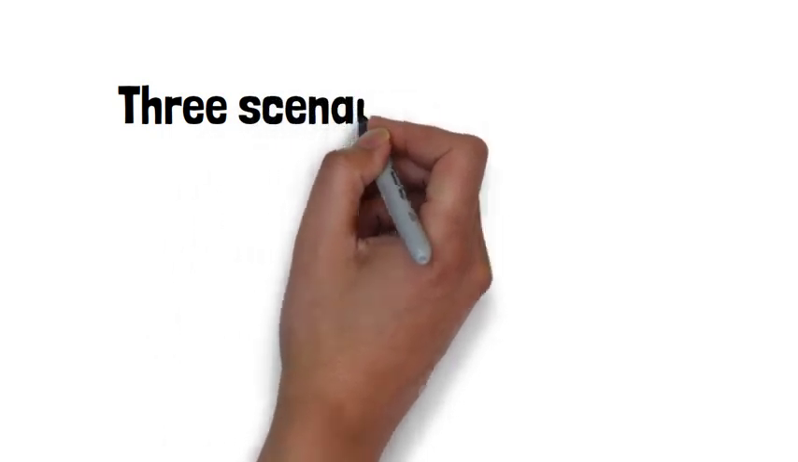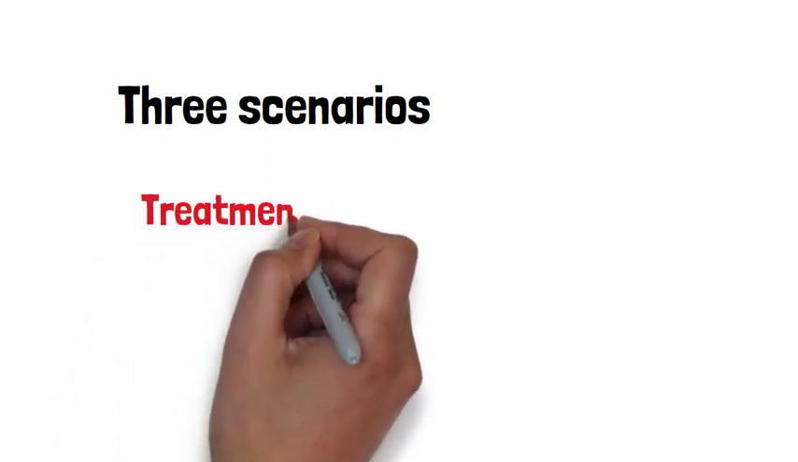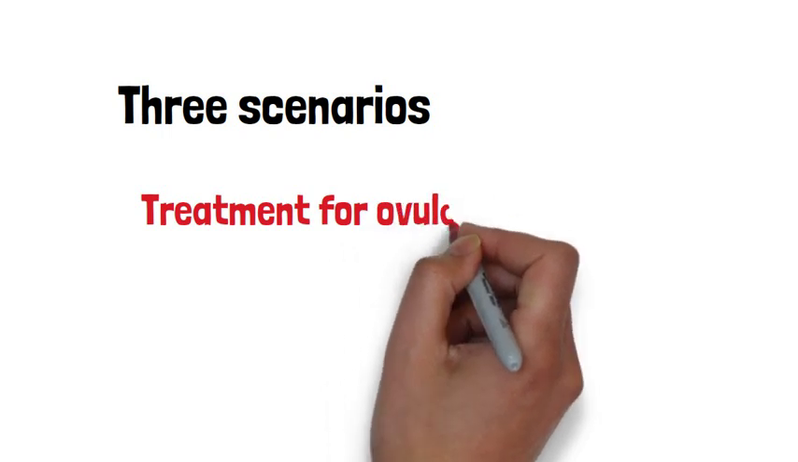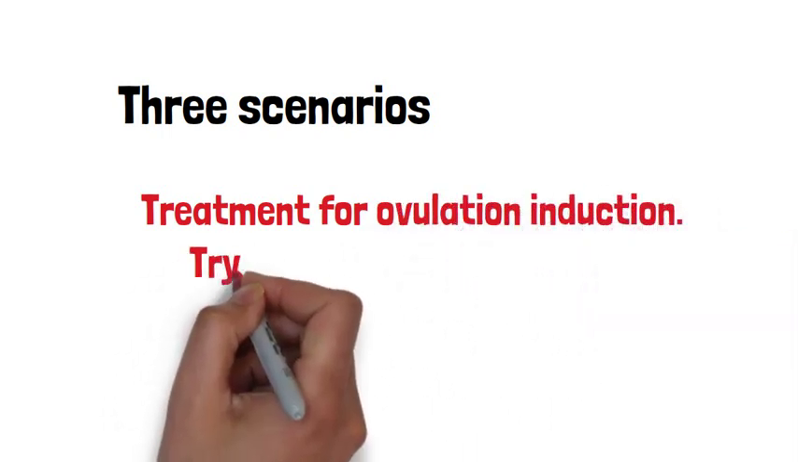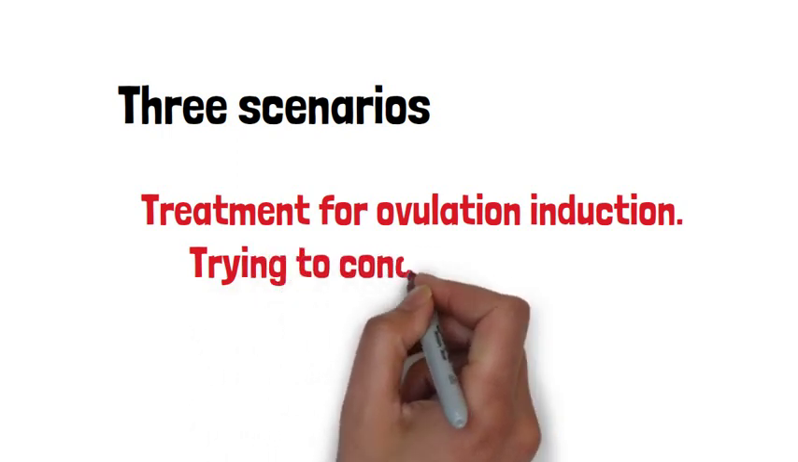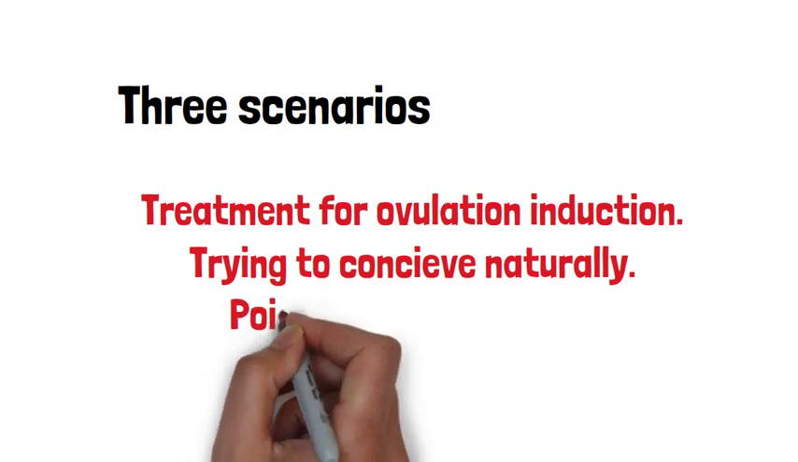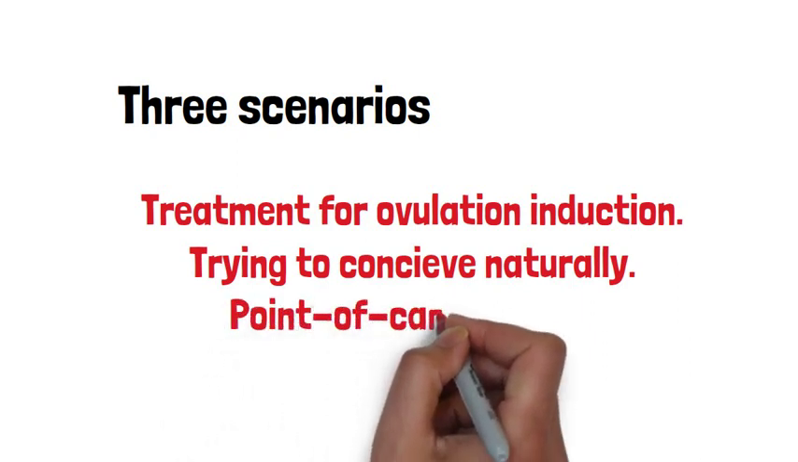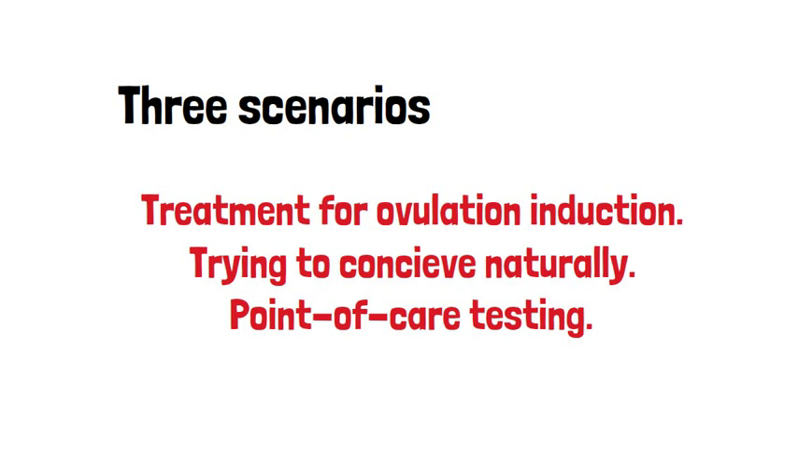The woman can check her ovulation status with methods in different scenarios. In the first scenario, the couple is under treatment and is using ultrasound. In other scenarios, the couple may be trying for conception without medication and be using very simple methods which are based on physiological changes or point of care testing.